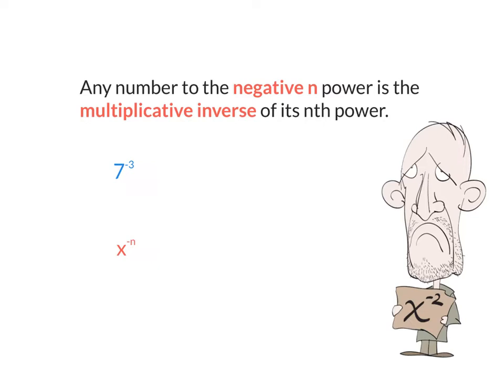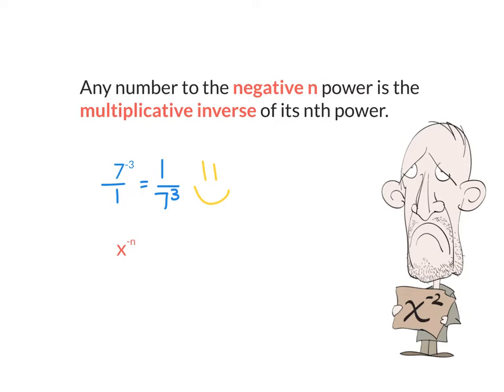Any number to the negative n power is the multiplicative inverse of its nth power. So what that's telling me is that 7 to the negative 3 is written on the wrong side of the fraction. So I'm going to write it over 1, and then I'm going to flip it. 1 becomes my numerator, 7 to the negative 3 becomes my denominator. However, when that 7 to the negative 3 becomes my denominator, I lose the negative. So my exponent is now happy.